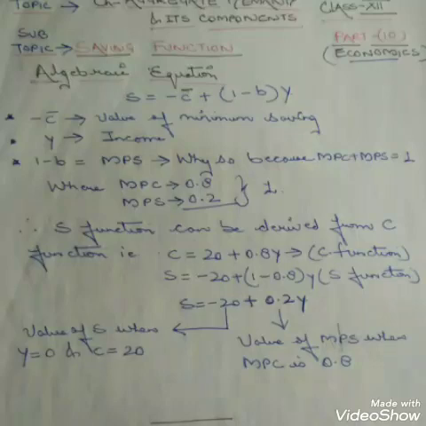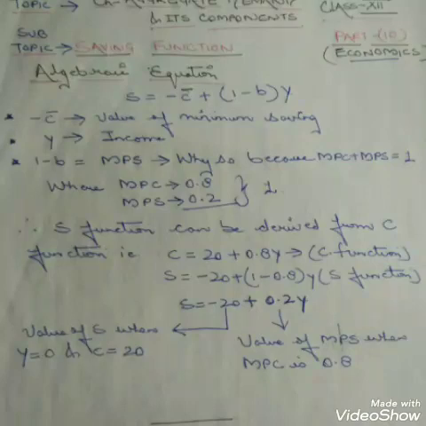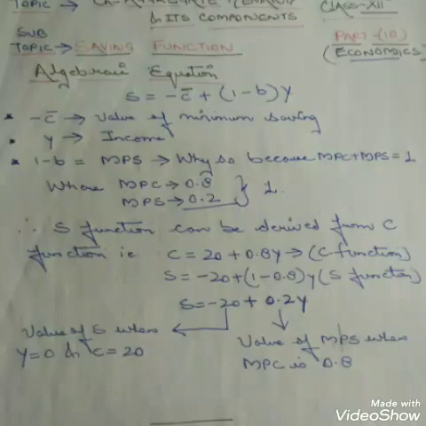Now children, this could be proved algebraically also. As you can see on your screen, we have an algebraic equation for the S function or saving function, which goes like this: S equals minus C bar plus 1 minus B times Y. Now over here, minus C bar indicates the value of minimum saving. That is the minimum saving.